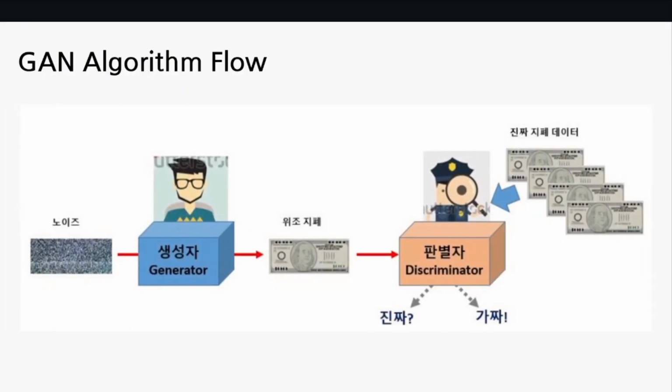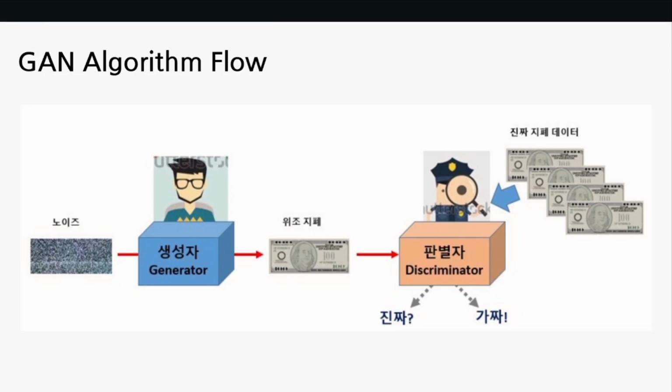Now, I will explain the GAN algorithm. The generator receives a random noise vector and generates an image by gradually increasing its resolution through transposed convolution layers. The discriminator receives the fake image generated by the generator, reduces the image's resolution through convolution layers, extracts important features, and determines whether the image is real or fake.